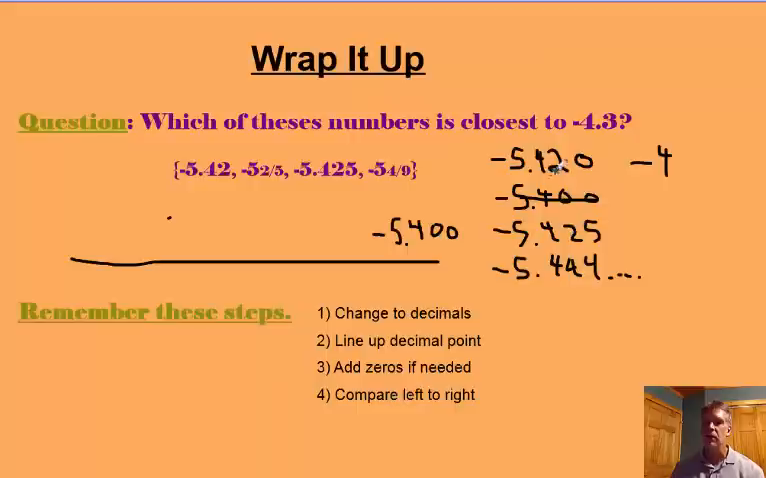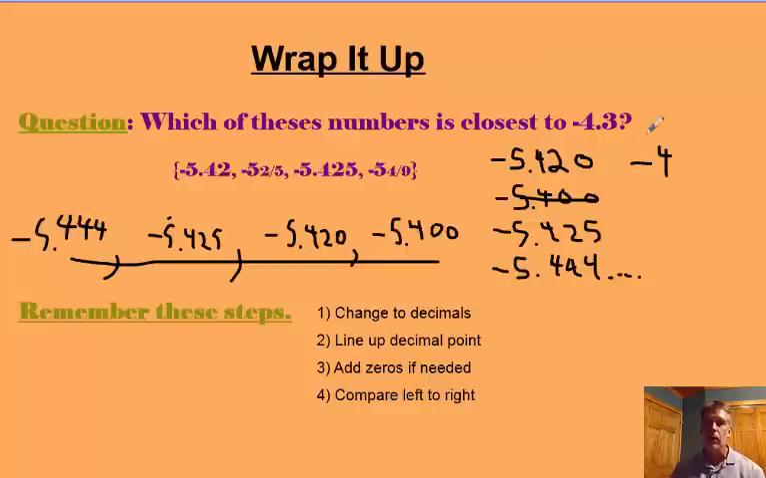Well, I got a 2 and a 2, and then I go up, 0. So negative 5.420. Okay, so then this is going to be the next one. Negative 5.425 is my next one. And my last one's going to be negative 5.444. So I'm going to keep putting them out in order.